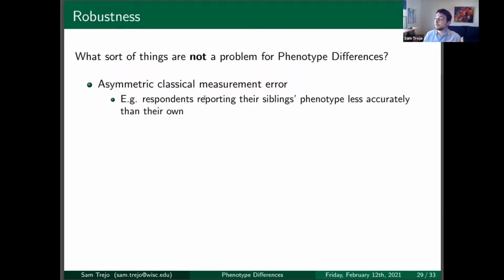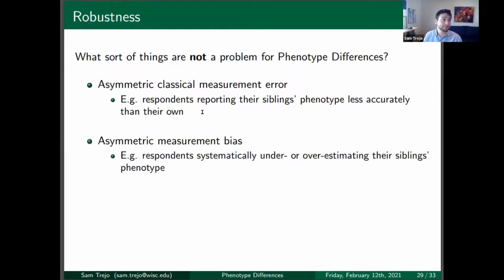So what if we survey people on the phenotypes of their siblings and they're just not as accurate as reporting their own phenotype, which is likely the case? As long as this is classical measurement error, it's not an issue. If it's non-classical measurement error, we could get into some problems. There's also no problem with asymmetric bias.